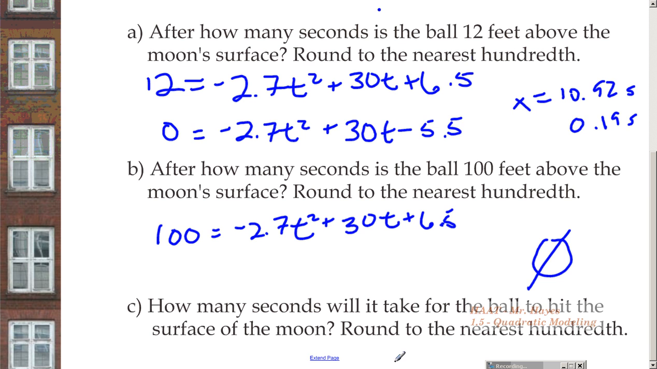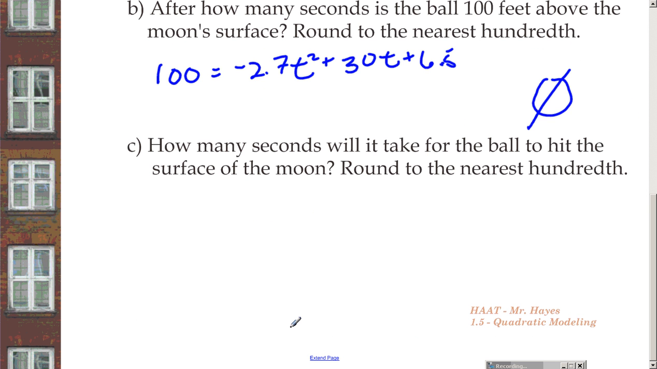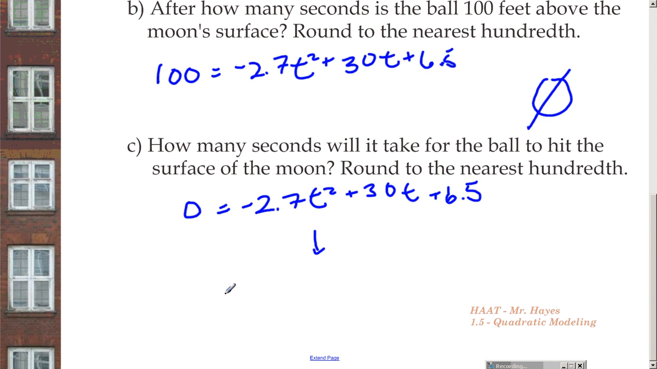And last but not least, this one here, how many seconds does it take to rest on the surface of the moon? Well, what's the surface of the moon? The surface of the moon is 0. So you get negative 2.7 t squared plus 30t plus 6.5. So here you're just going to solve this. And when you go down here, you're going to come up with two answers. T is going to equal negative 0.21, or T is going to equal 11.32.